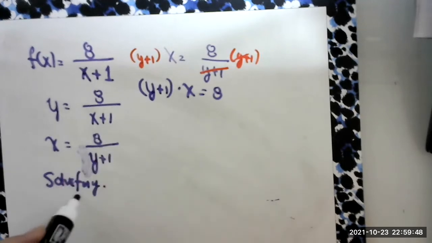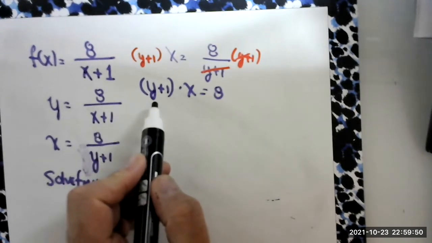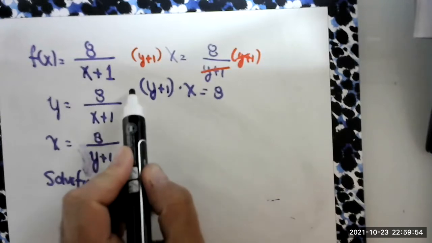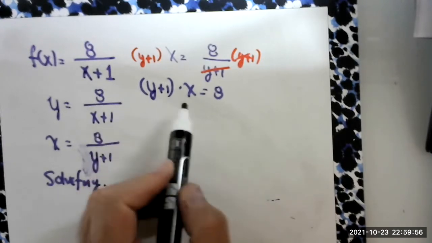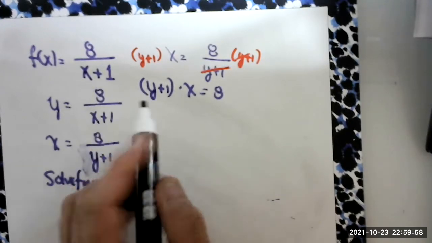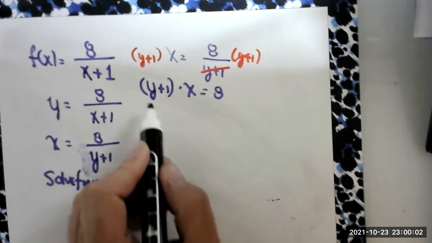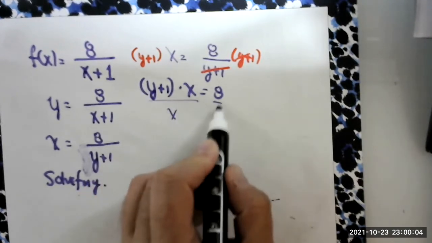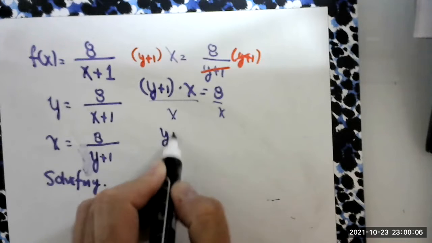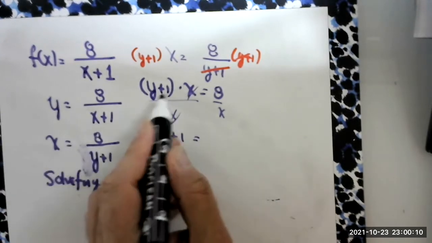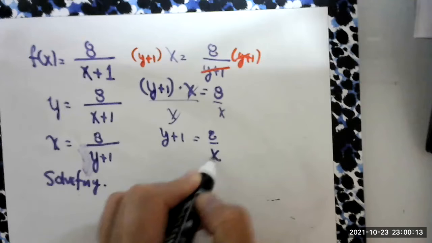Since we are solving for y, we need to isolate y. So we need to get rid of the parentheses. In this particular example, we can do two things. We can either divide by x. So let me do it that way first. We can divide by x. So we have (y plus 1)x over x equals 1, so y plus 1 equals 8 over x.